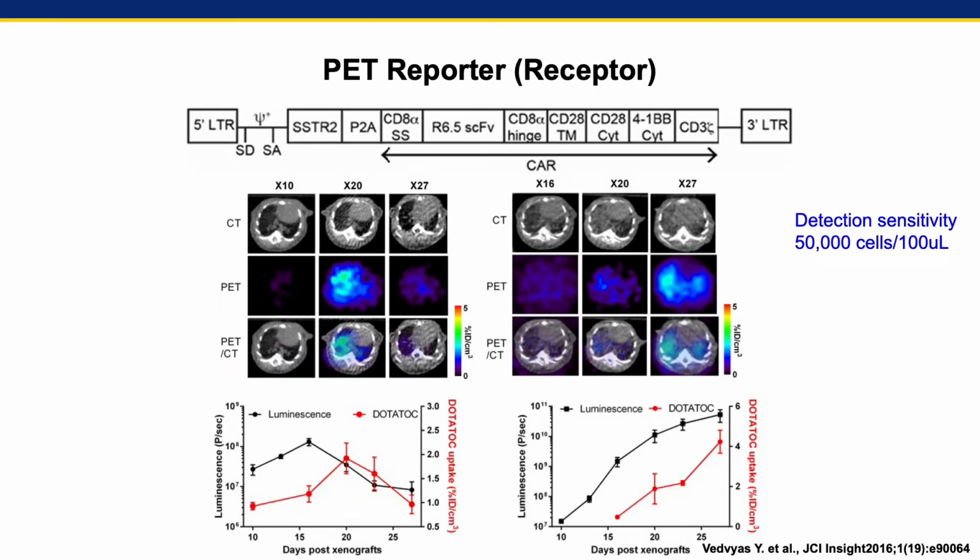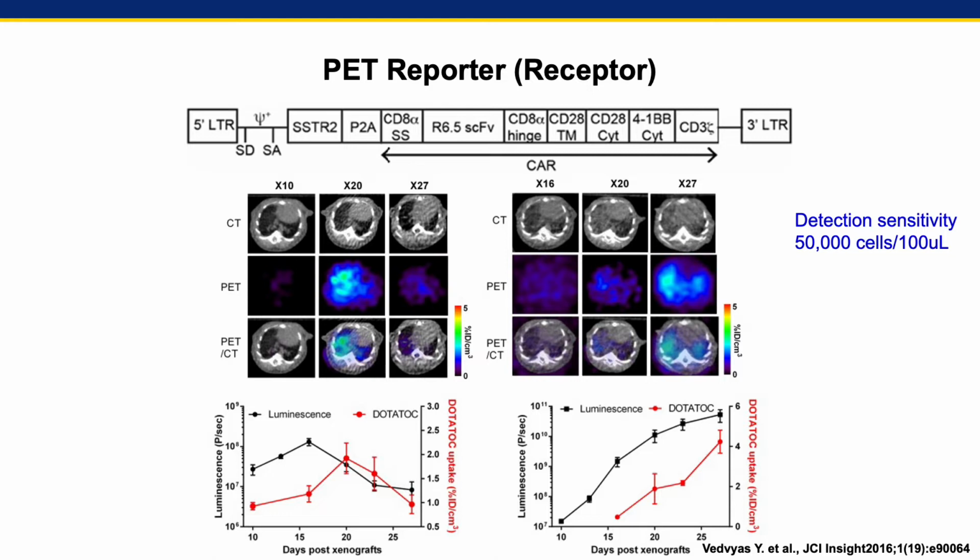The second reporter example is a transmembrane receptor. In this preclinical animal model, they built CAR T cells to express somatostatin receptor 2 as a reporter and used DOTATOC as a PET probe. As you can see here in the left panel, where the tumor is, there is PET signal which indicates T cell infiltration, CAR T cell infiltration.